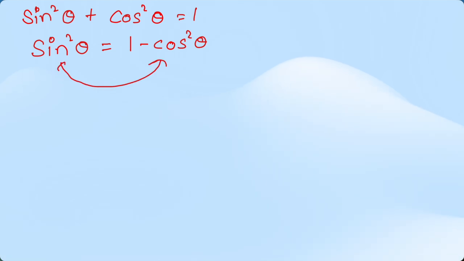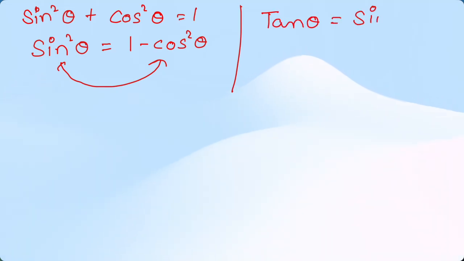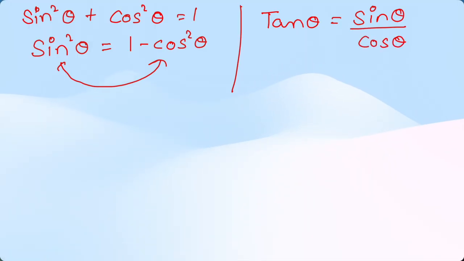If I want to make the relation, sine square theta can be written as, if I shift it to the right hand side, it becomes negative, so 1 minus cos square theta, right? This makes a relation between sine and cos. Similarly, for tan and sine and cos, what is the relation? Tan theta can be written as sine theta by cos theta. Is it clear? So these identities are used if we wish to convert from one trigonometric ratio to another.